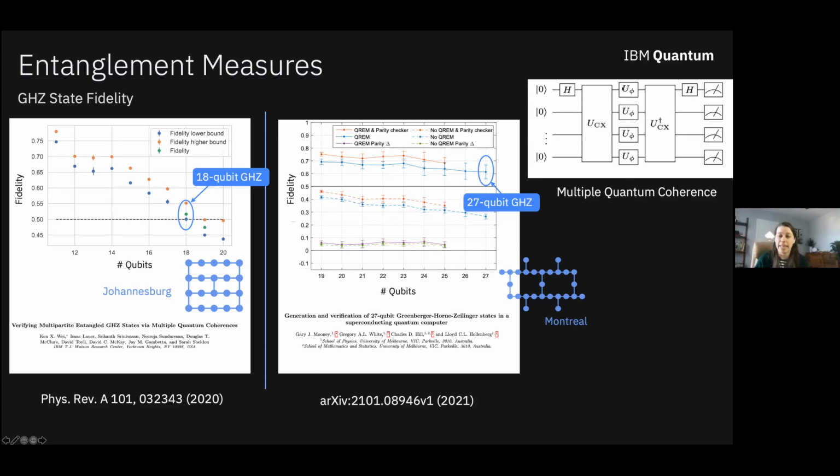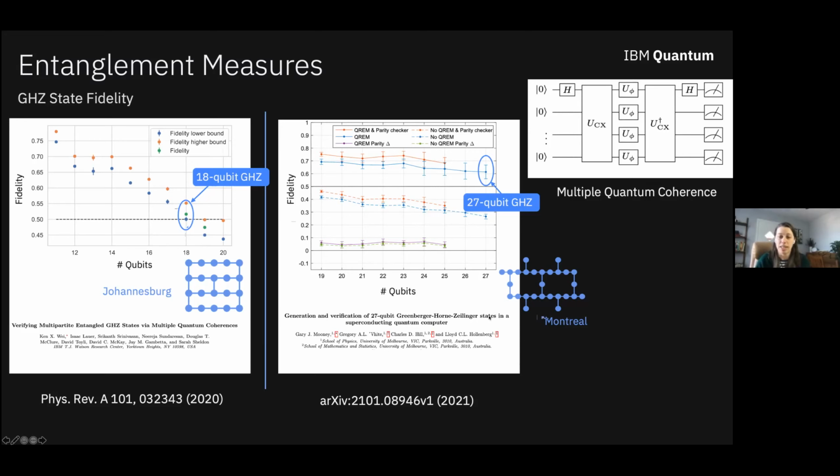And by analyzing the state of the control qubit as a function of this phase, we can extract bounds on the fidelity of the GHZ. When we first looked at this on a device that was a couple years old, IBM Q Johannesburg, which was a 20 qubit device and has since been retired, we were able to show entanglement of up to 18 qubits on that device.